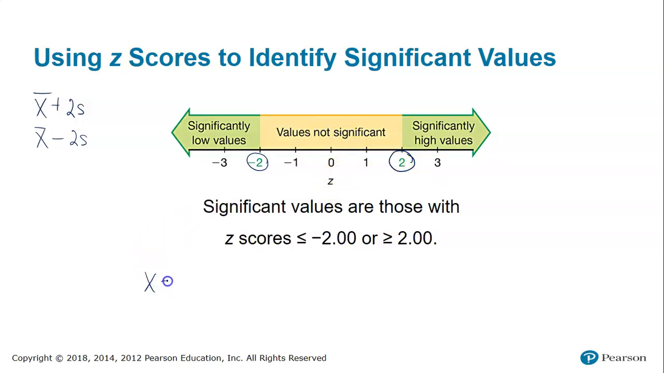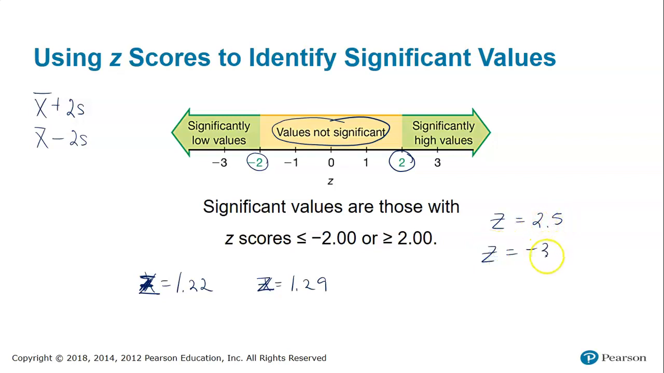Those two that we just looked at, we had z would be 1.22, and then z would be 1.29 for those two examples we just did. Both of these fall in this category here where they would not be considered significant, either significantly high or significantly low. If you had a z-score of 2.5, then that would be significantly high. A z-score of -3.1 would be significantly low, and so forth.